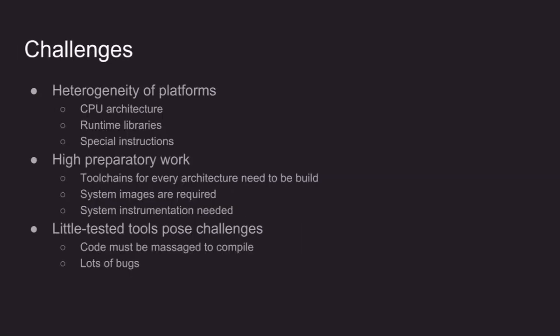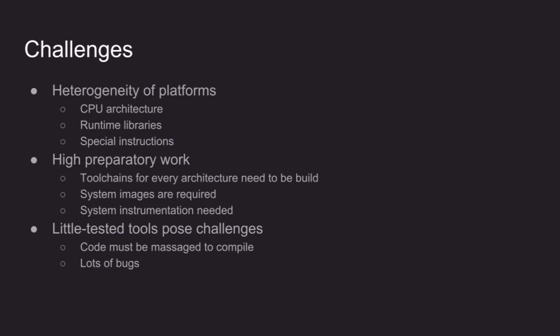The challenge in automating that is that the heterogeneity of the IoT platforms is huge. There are different CPU architectures, and there are different runtime libraries, like glibc and uclibc on Linux, and they're incompatible, so you cannot install them on the same system. You have special CPU instructions, like on ARM the coprocessor instruction, where you can access device-specific registers, and on all IoT devices everybody can implement their own registers.